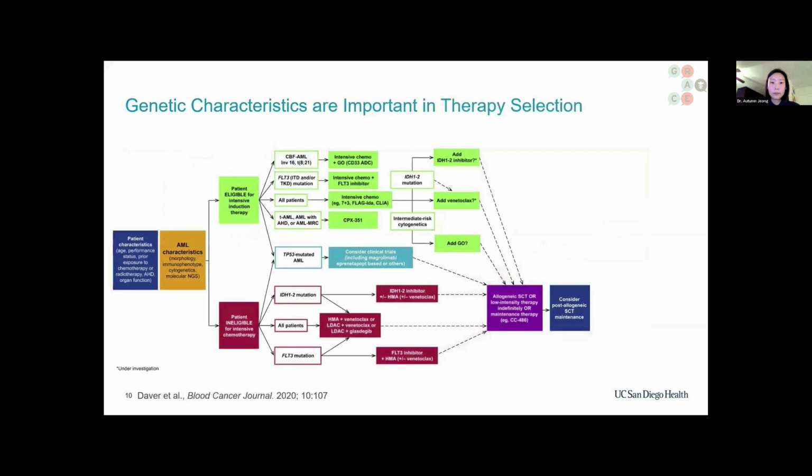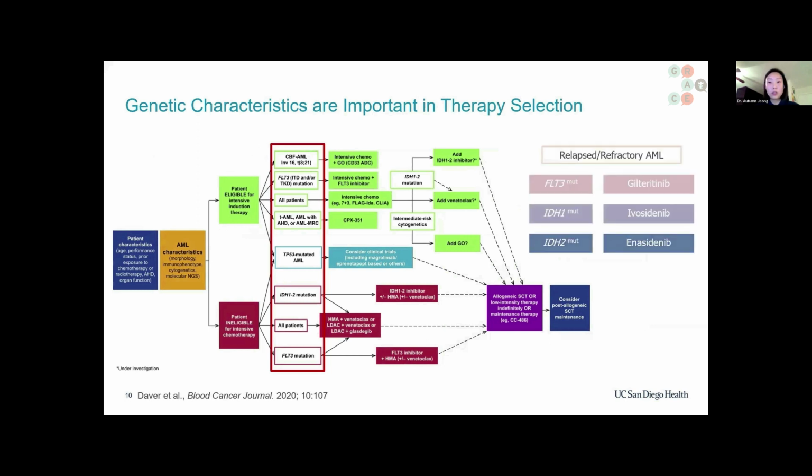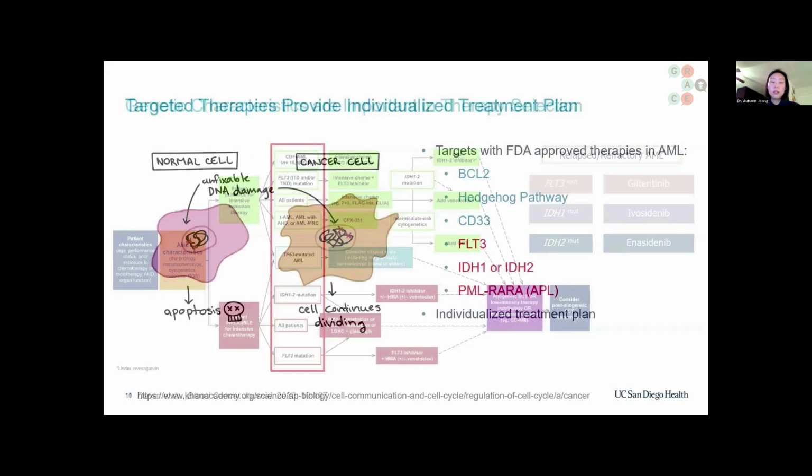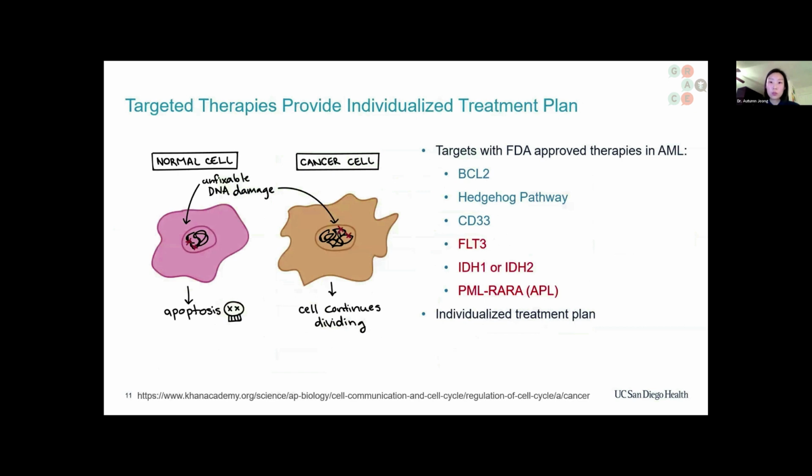So this is an algorithm of how we treat patients with AML, and it's very important to learn these genetic characteristics because they're important in therapy selection. As you can see here, depending on what type of mutations you have, we have all these different therapy options. And also in those who have their leukemia come back, or relapse, depending on the mutation status, for example, the FLT3 gene or the IDH gene, we have different types of medications that can target these mutations. These targeted therapies provide individualized treatment plans.